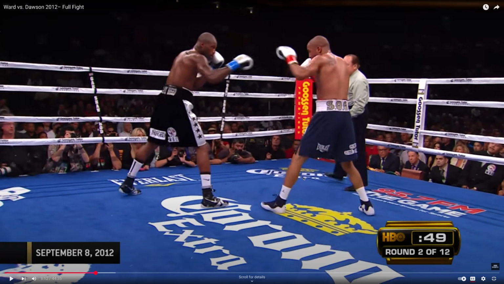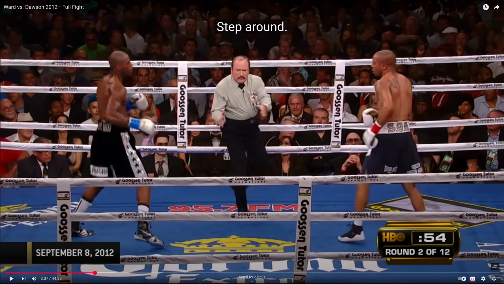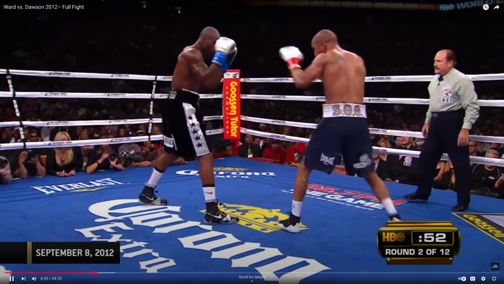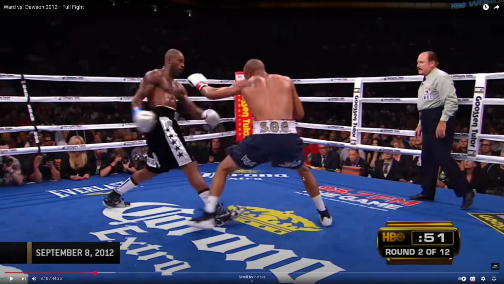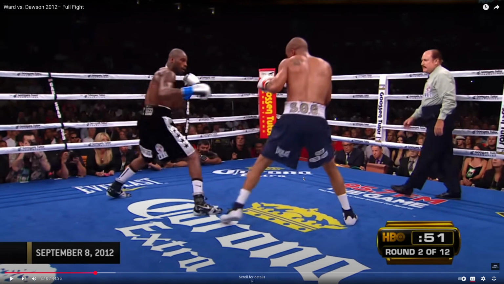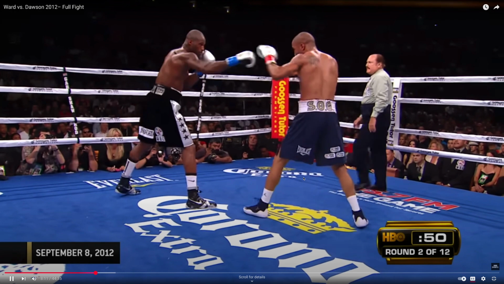Back to the feint again, and this is a way for Ward to see that Dawson is still trying to do the same thing. And this is a way for Dawson to see that Ward is trying to do the same thing. Still trying to get back into that shot. Dawson's still trying to counter with that right hand. Ask the question. Better safe than sorry. For both of them.